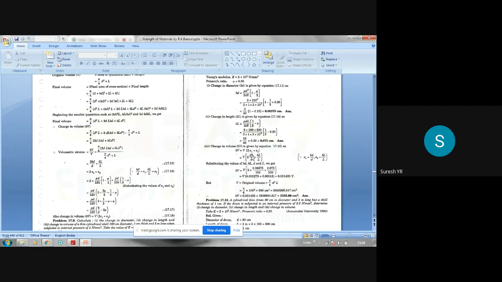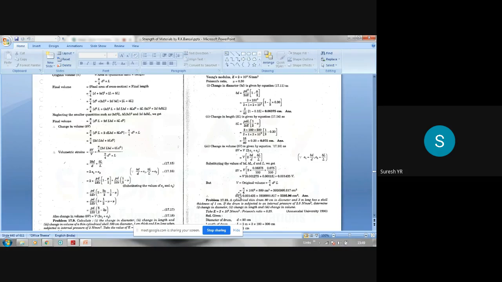So substitute here. Now after finding delta D and delta L, just substitute those two values here, and the original volume is pi D square by 4 into L. That you can calculate. So D is here 1000 mm, L is 5000 mm. So once you substitute, you are going to get the original volume in millimeter cube. Here he has given in centimeter cube, but you will be getting in millimeter cube. So whatever that value, you just take that value here and simplify this.